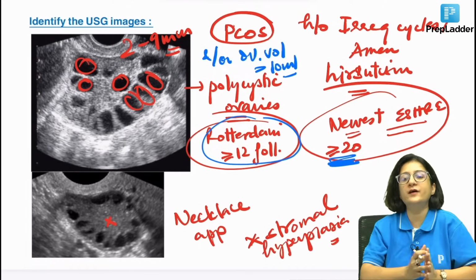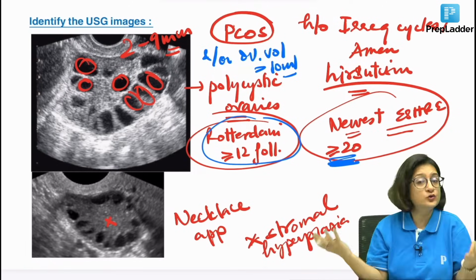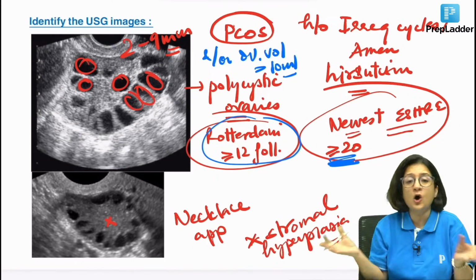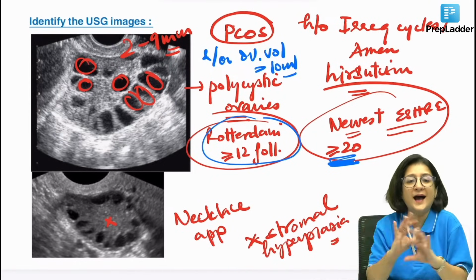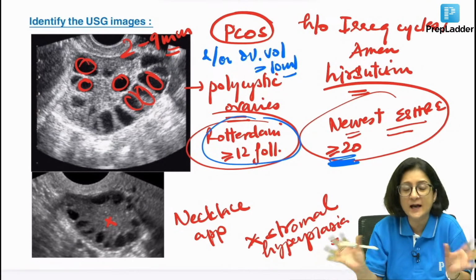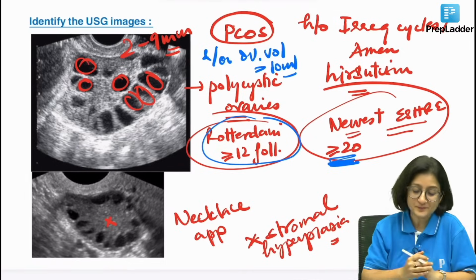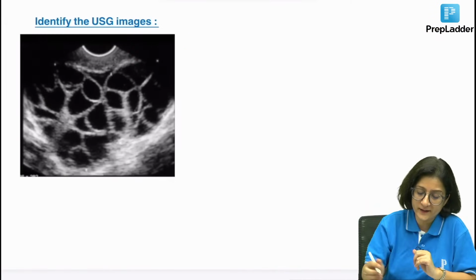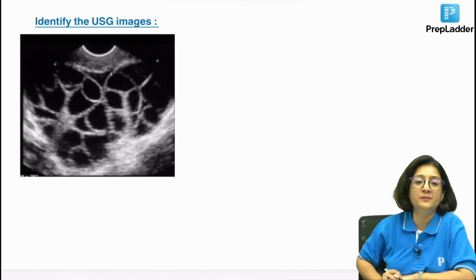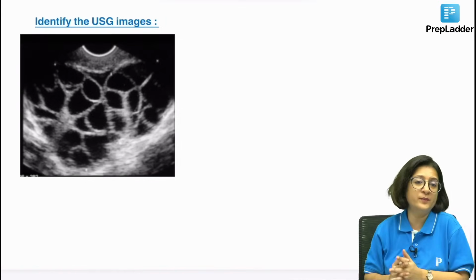Either ovary could have a polycystic appearance. Both could have a polycystic appearance, or either ovary could be bulky. Either ovary could have a polycystic appearance, right? So remember these important pointers. Identify the ultrasound image. Now you will confuse it with polycystic ovaries.